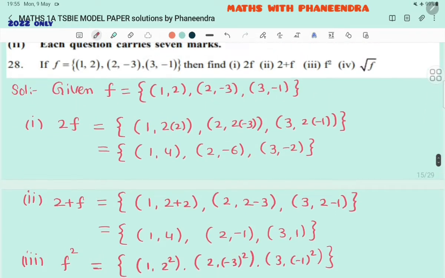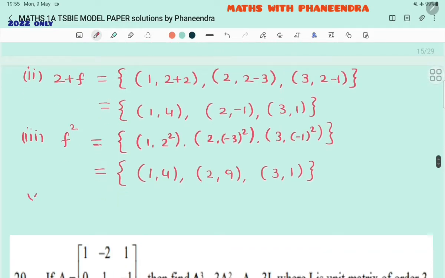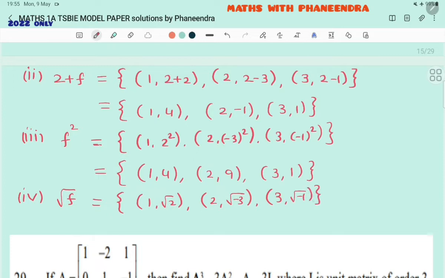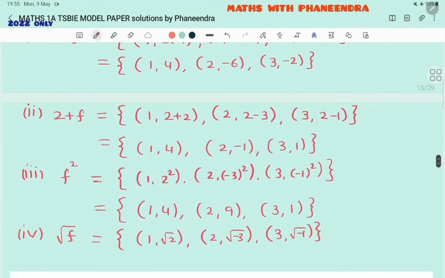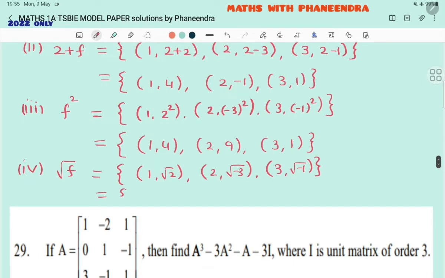Next after f square, root f, the last one. Root f means for codomain elements you have to take root. So (1, root 2), (2, root -3), (3, root -1). In this, a root of negative values cannot exist. So what will exist? Only (1, root 2) is possible. Root -3 and root -1 cannot exist, so that is the reason we cannot write them. So this is the answer.